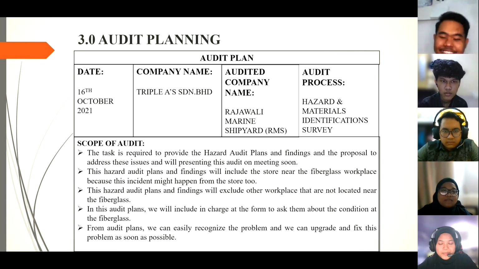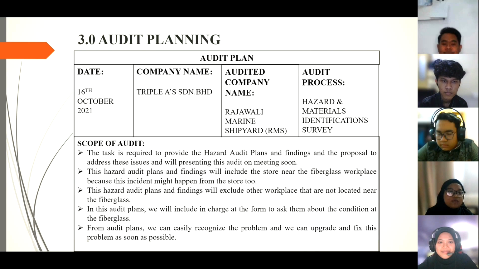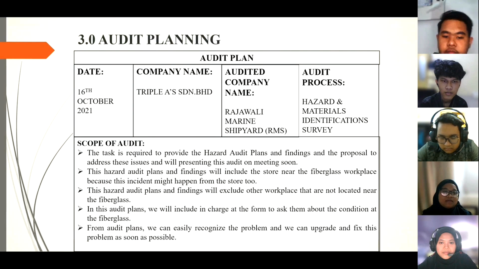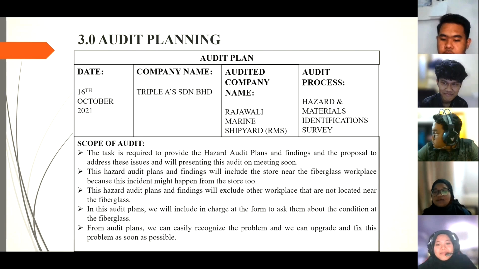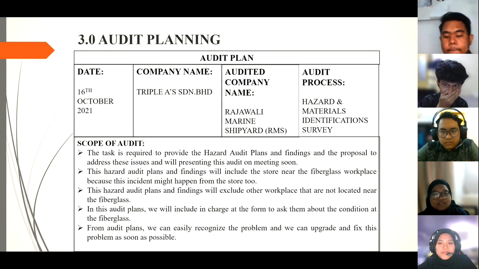Okay, this is the audit planning, which is dated 16th October 2021. The company name is Triple A Sdn Bhd. Audited company name: Rajawali Marine Shipyard, RMS. Audit process: hazard and materials identification survey.